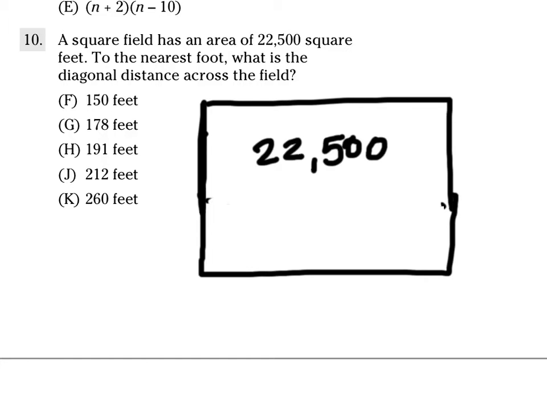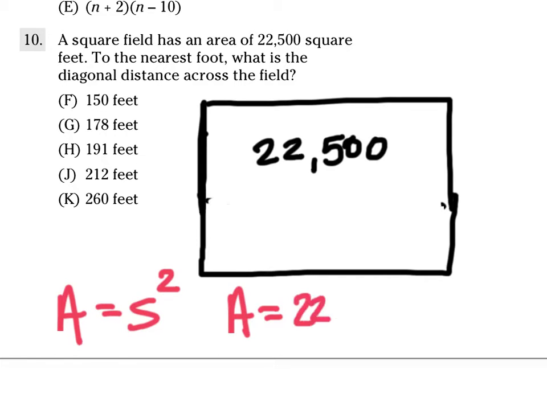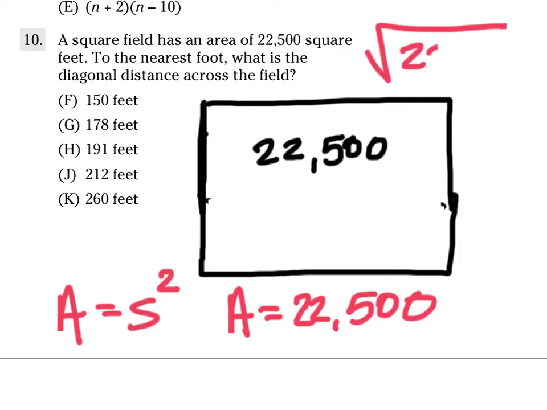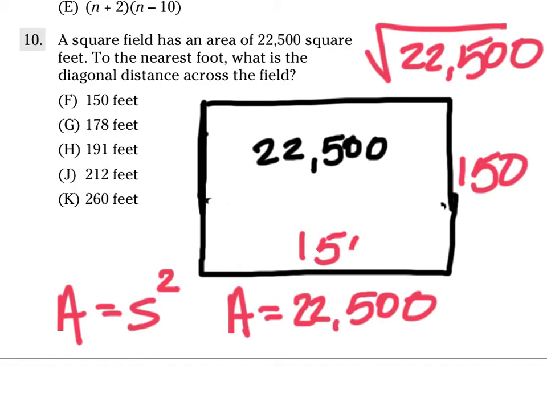So if you have the area of a square, area equals side squared. So if area equals 22,500, you would have to find the square root of 22,500 to come up with one side. So on your calculator, the square root of 22,500 comes out to be 150. So each side is 150.